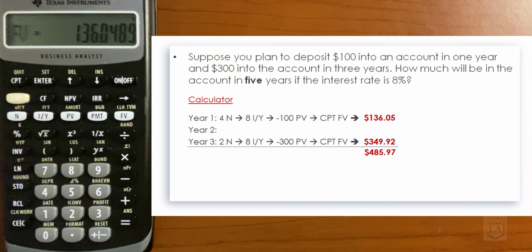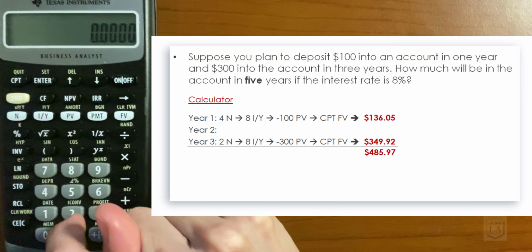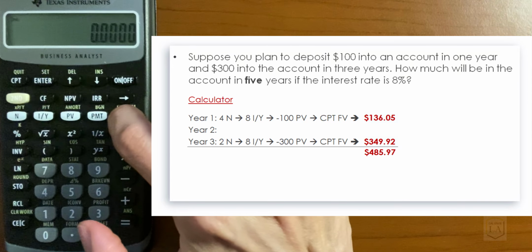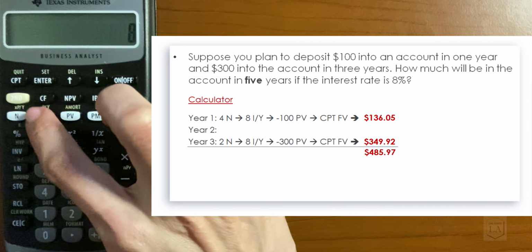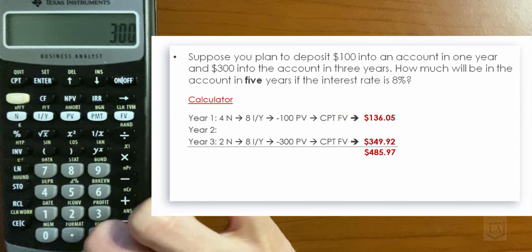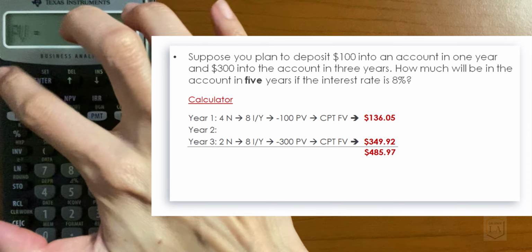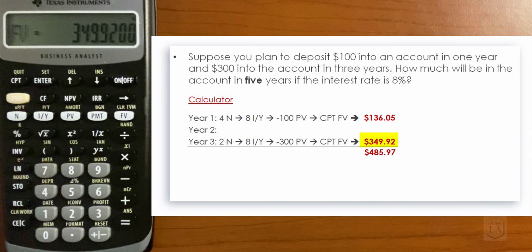Now, you'll have to just write it down somewhere else, and then let's try to find out the 3rd year cash flow. So at the end of the 3rd year, you will deposit 300, which will sit there for 2 additional years until the end of the 5th year, right? So your N in this case would be 2. So let's just clear everything from earlier work. 2 N, 8 I/Y, 300 negative for your present value. And now let's compute the future value, and it should be 349.92.